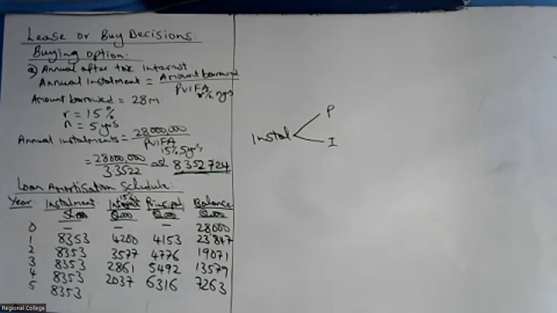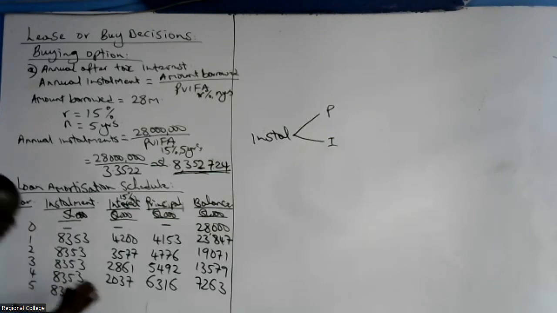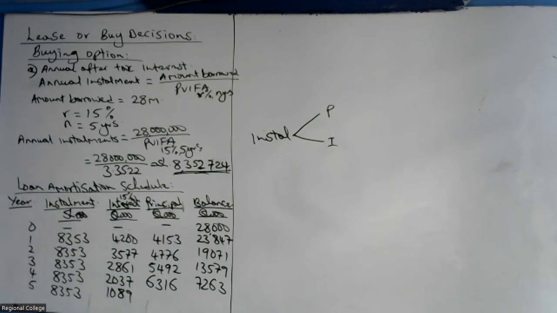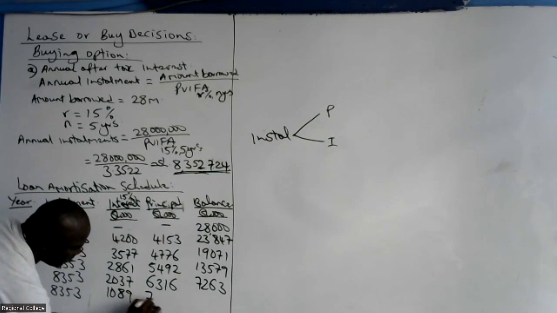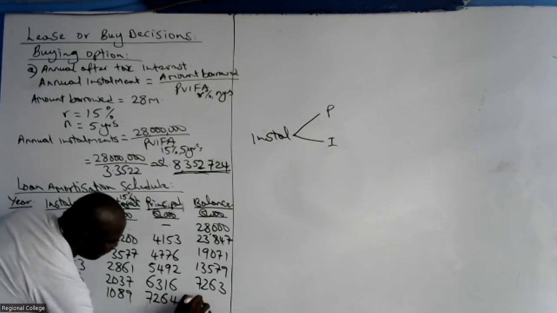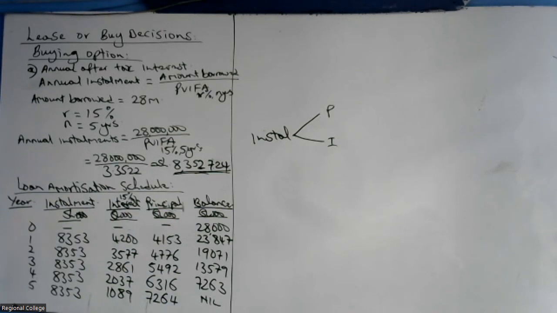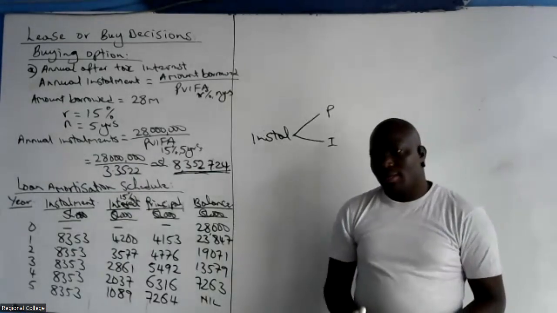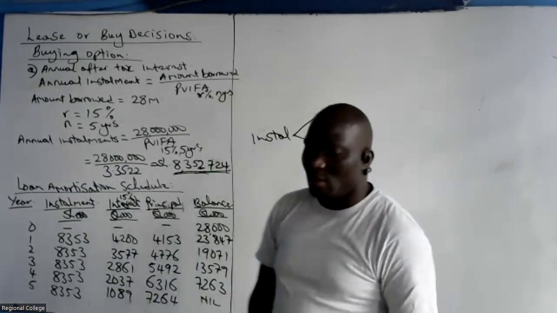Finally, how much is our interest in the fifth year? Times 15%. 1089. Principal wako ngapi? 7264. Alafu hapa tuko na nini? Unaona nifanyia difference inakuwa -1. Rounding off errors. We know that after 5 years, I should have repaid my loan.